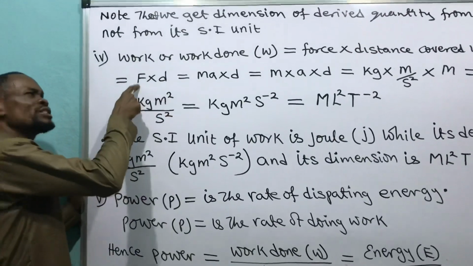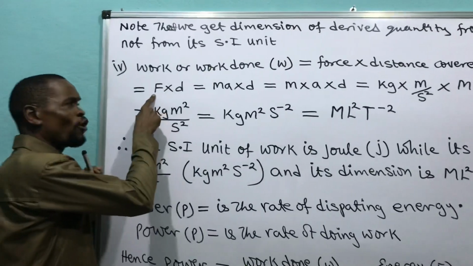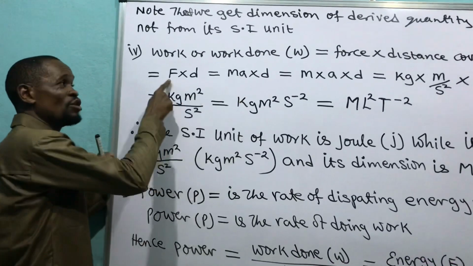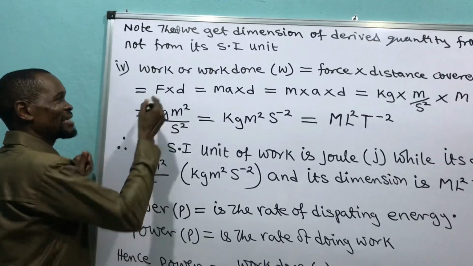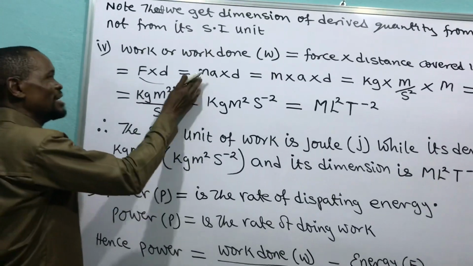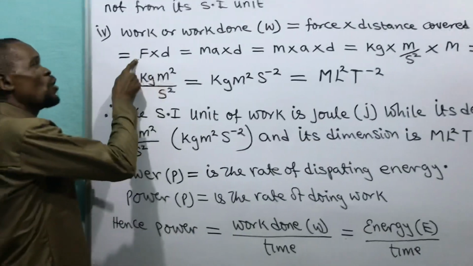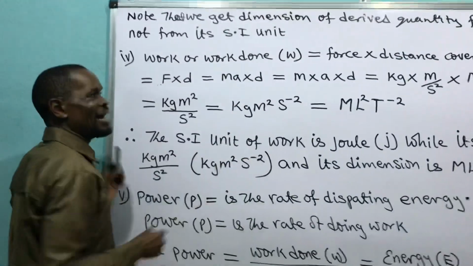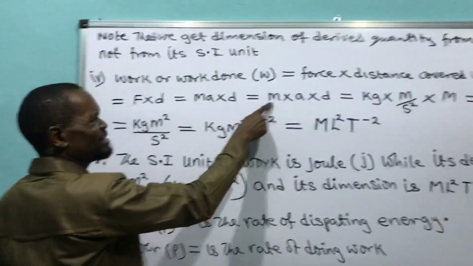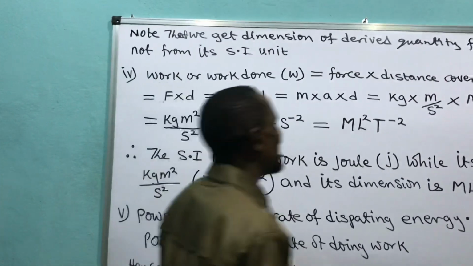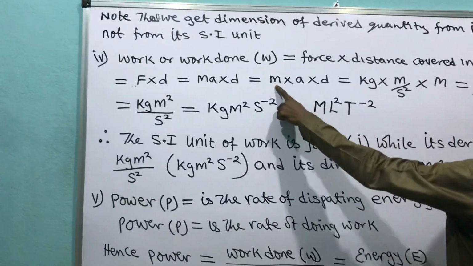And what is force? We remember that force, which we have defined, is mass times acceleration. Then what's the distance? This can be written as mass times acceleration times distance. And what is the unit of mass?